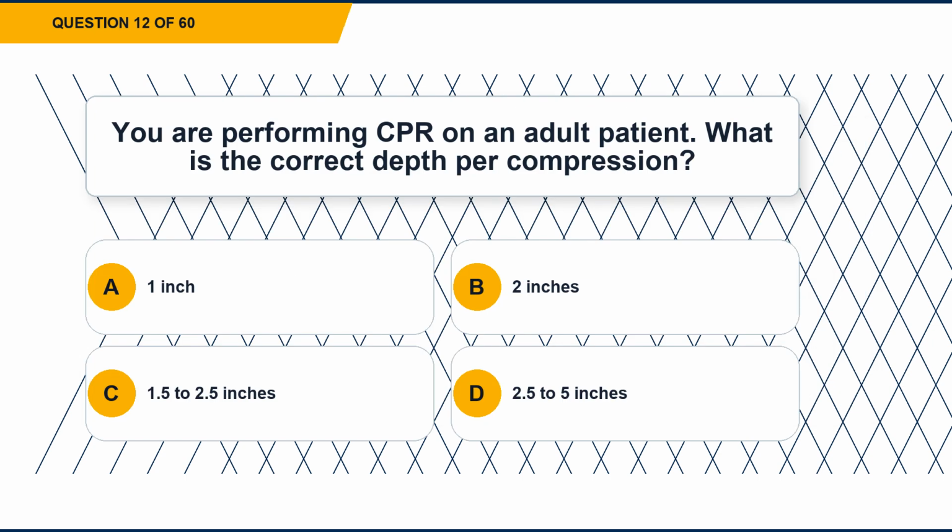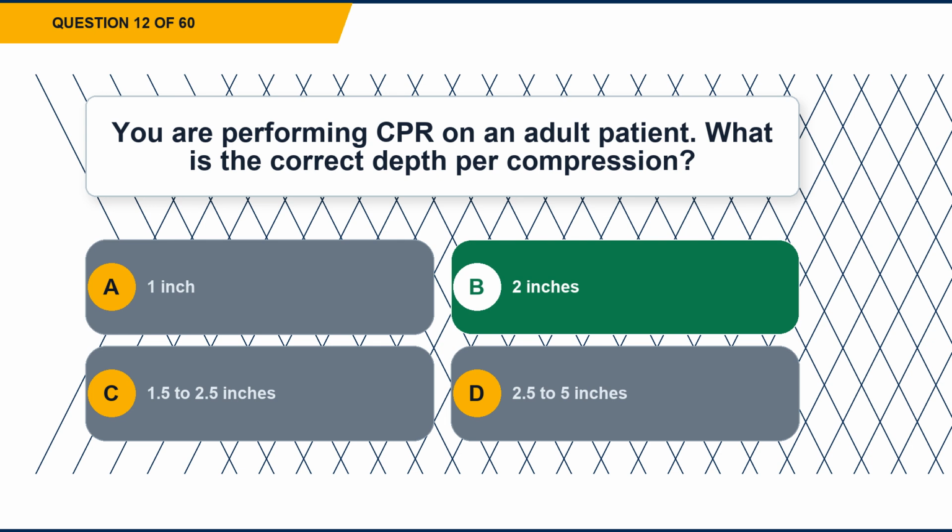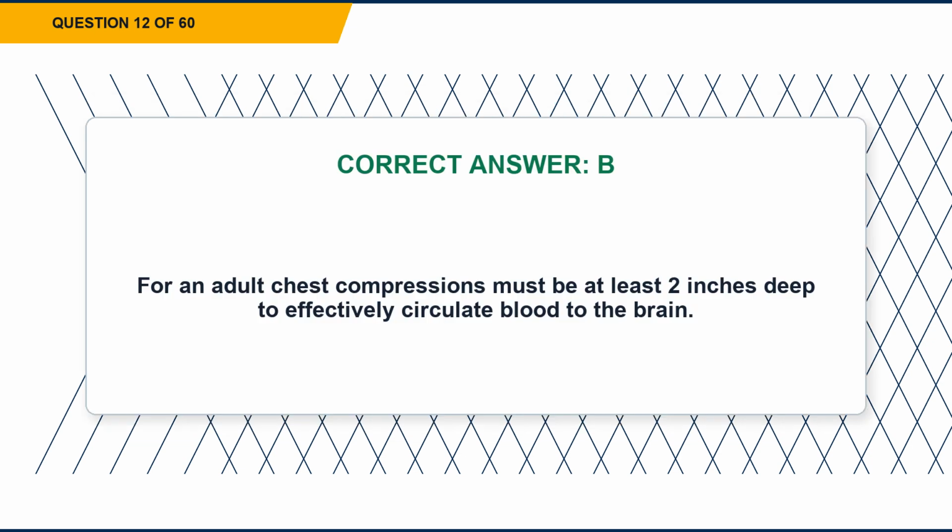Question 12. You are performing CPR on an adult patient. What is the correct depth per compression? Option A. 1 inch. Option B. 2 inches. Option C. 1.5 to 2.5 inches. Option D. 2.5 to 5 inches. The correct answer is option B. 2 inches. Explanation. For an adult, chest compressions must be at least 2 inches deep to effectively circulate blood to the brain.